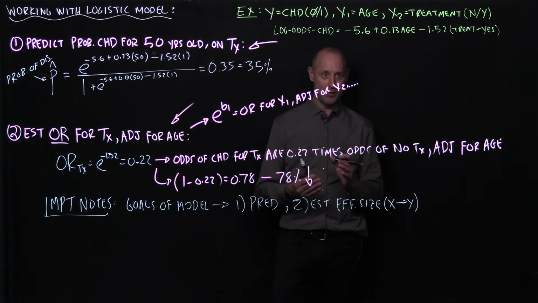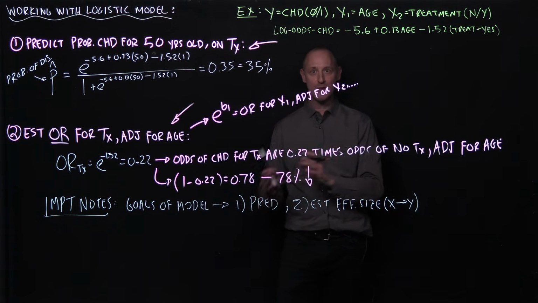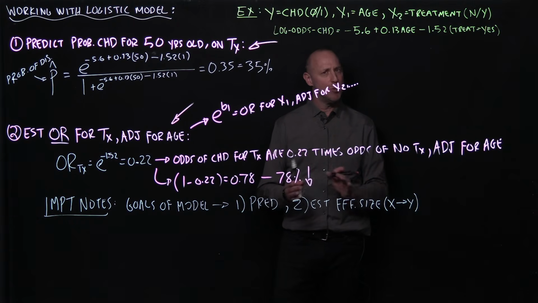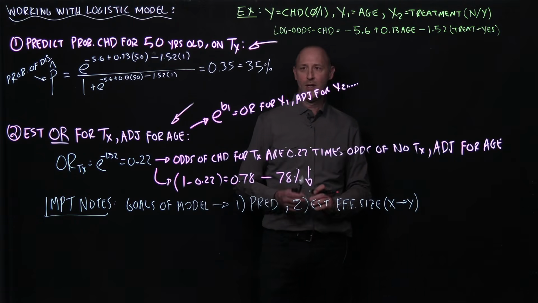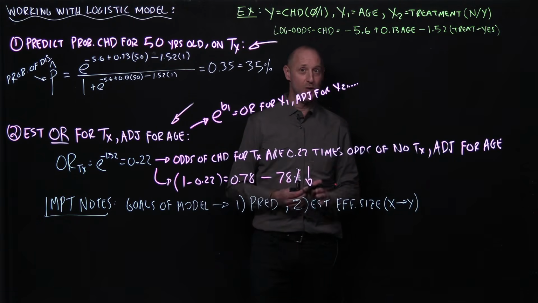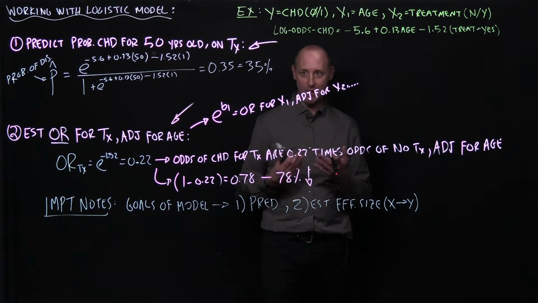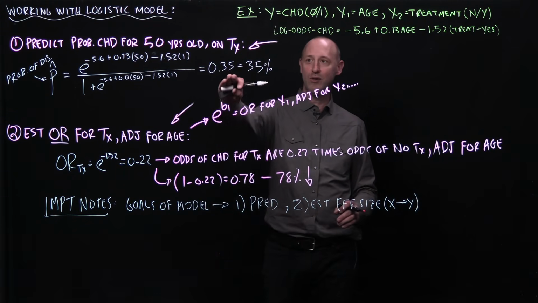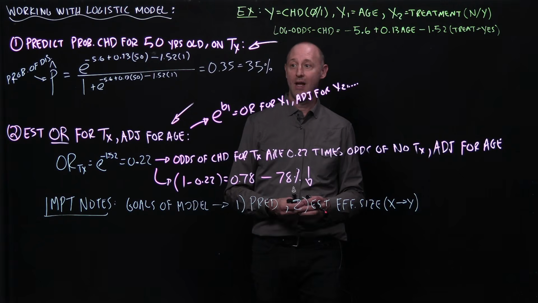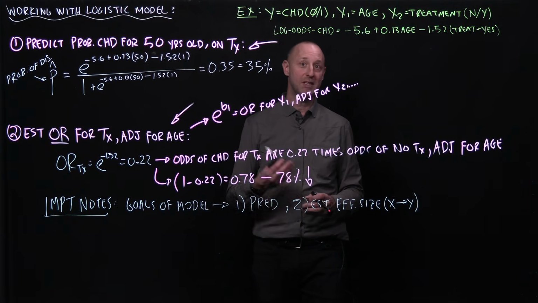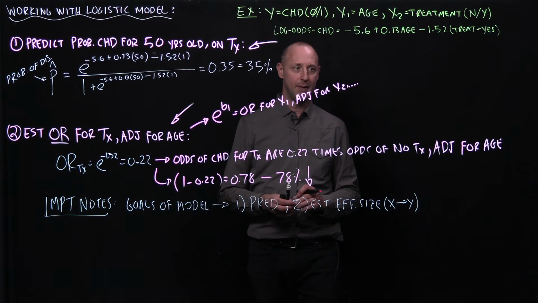In reality, we shouldn't do that. We're building the model for one purpose or the other, and the variables that go in will be slightly different depending on our goal. Here, we use the same model to do both for the sake of demonstration and for learning, so that we can see how we can use a logistic model to make predictions, and how we can use a logistic model to estimate an odds ratio or an effect size.